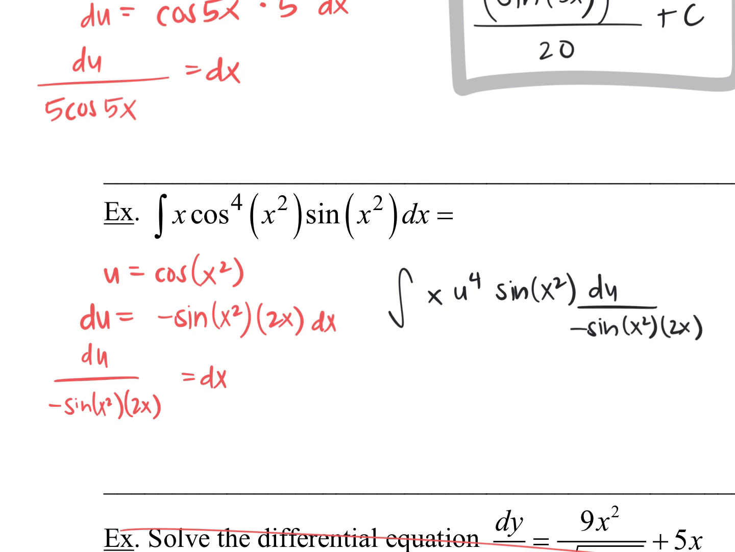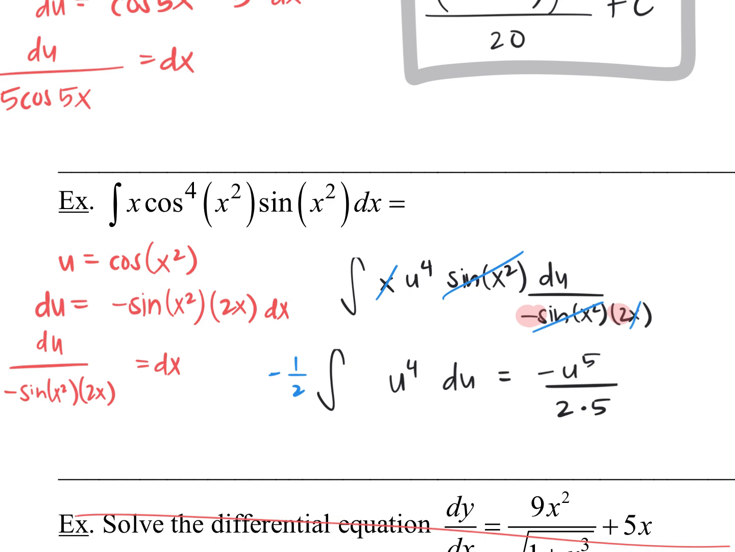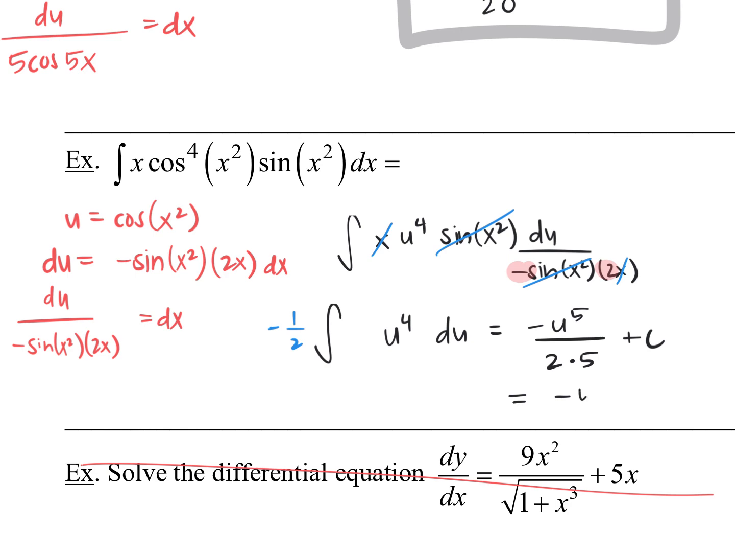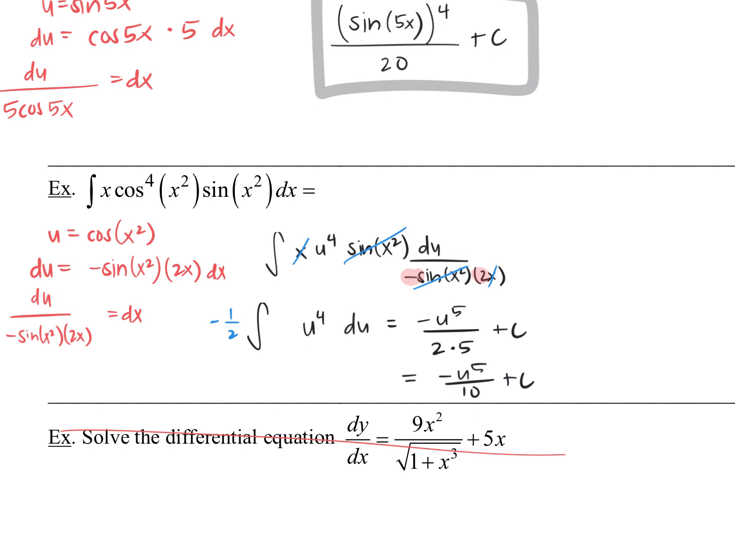Once I get to this point, things should start simplifying out. This sine of x squared goes away, x goes away with that x, and I am left with the integral of u to the fourth power. But then I also have this negative 2 down here, so I'm going to rewrite that as negative 1/2 on the outside. And then I can take the integral of this. This would be negative u to the 5th over 2 times 5 plus c, which is the same thing as negative u to the 5th over 10 plus c, and then I just have to plug in the u.